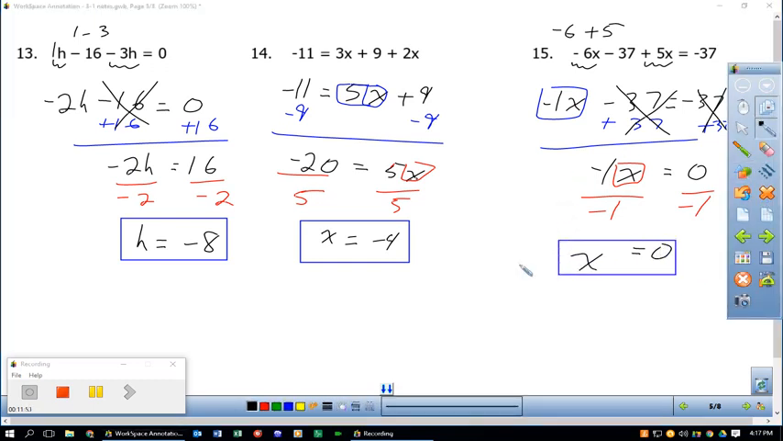Now, just think about that with this one. This is a good example to use for plugging that in. If you plug 0 in right here, grab a highlighter, -6 times 0 is 0. 5 times 0 is 0. So you're left with -37 equals -37. Therefore, we get a true statement, and we know that our answer is correct.